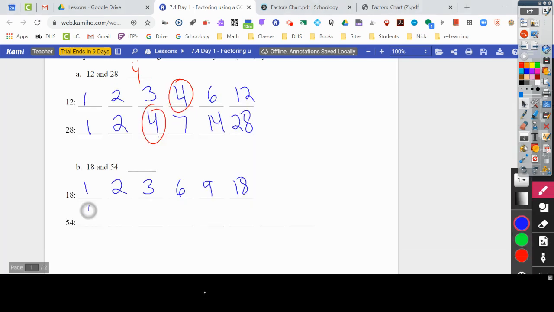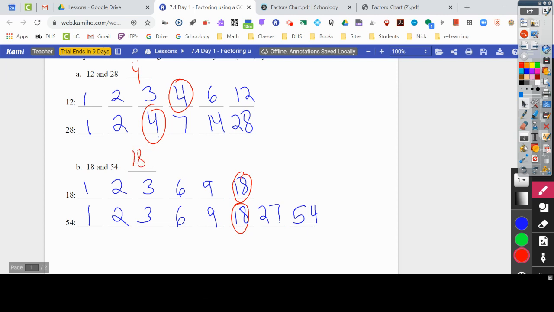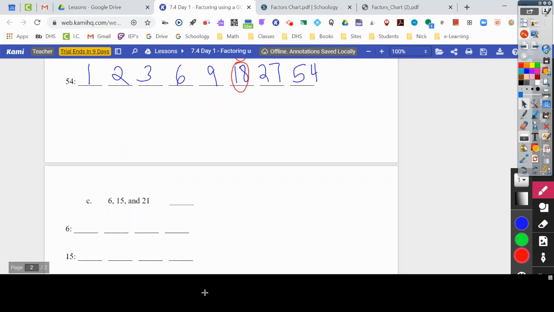So we said 1 and 54, 2 and 27, 3 and 18, and 6 and 9. I've listed out all my factors. Now I'm going to find the greatest in common between these two numbers. It looks like 18 and 18. And like I said, if we list these out in order, it's going to make finding that GCF that much easier. Okay, awesome. Let's go on.